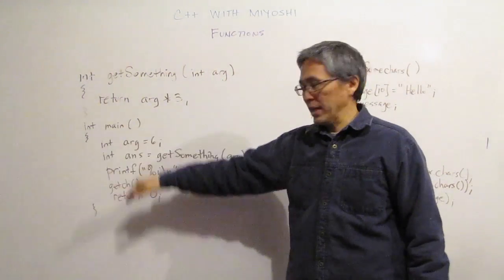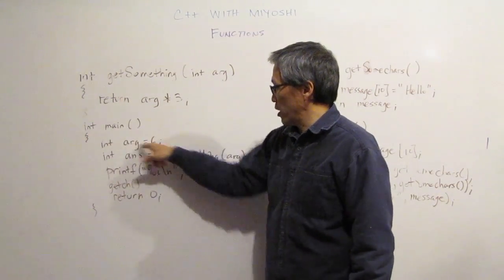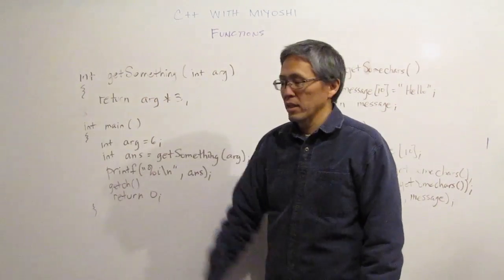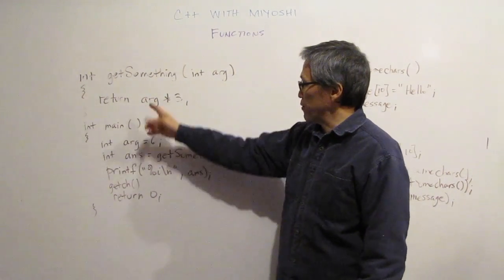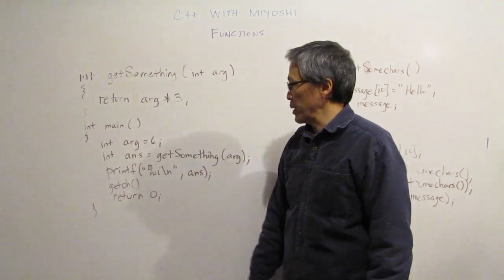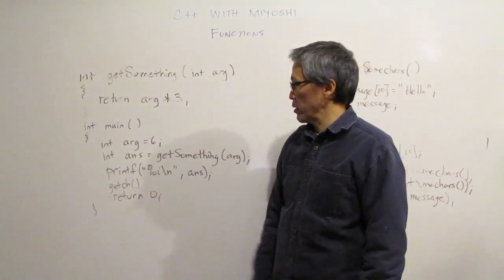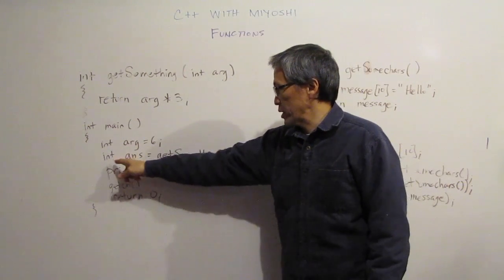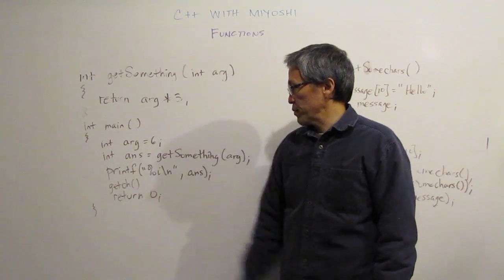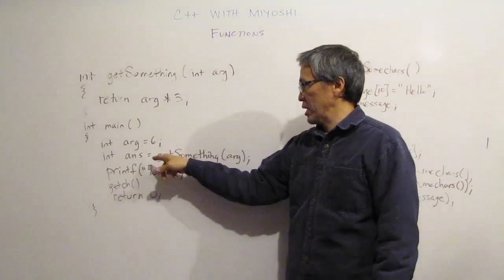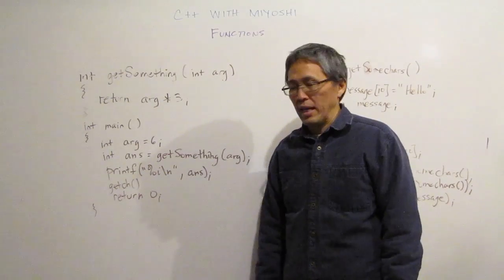So here in my main, we have another argument. Now remember, these two args are not the same. They live in different memory locations. Sometimes it's confusing, but a lot of times people like to use the same variable names. But remember, they are in different memory locations. So I have this guy here. It's got a value of 6, and then we're going to get an answer. We're going to take the argument, send it over to the function, and then put the answer back in here into ants.